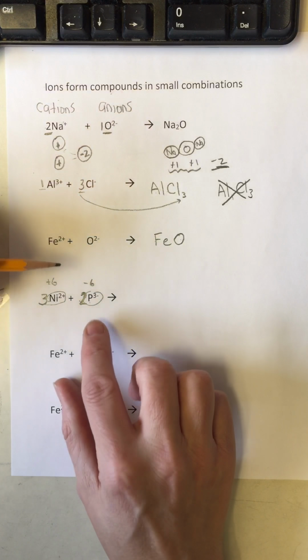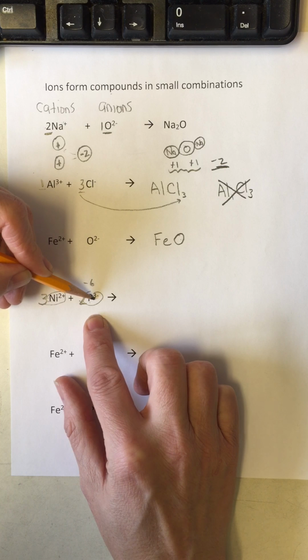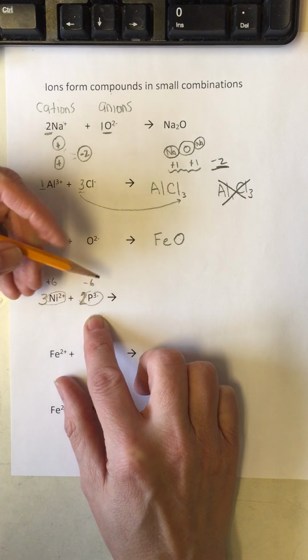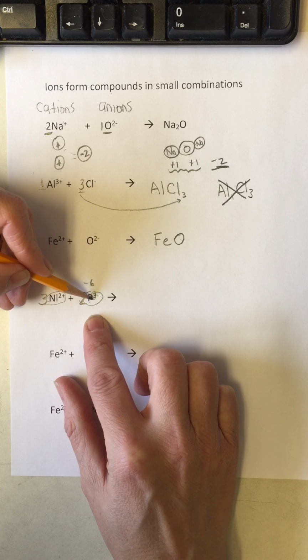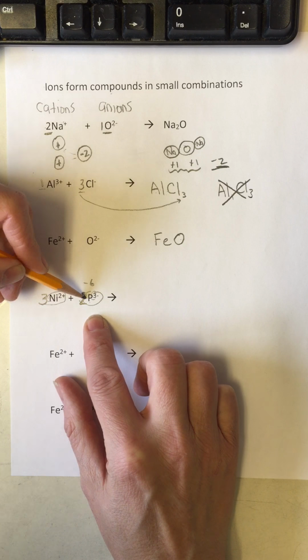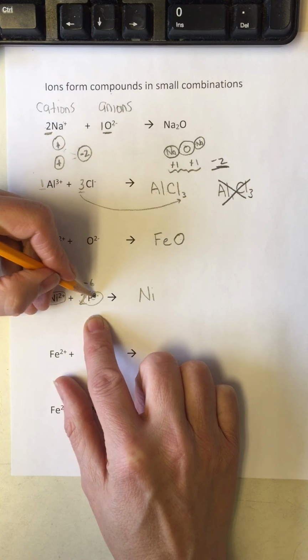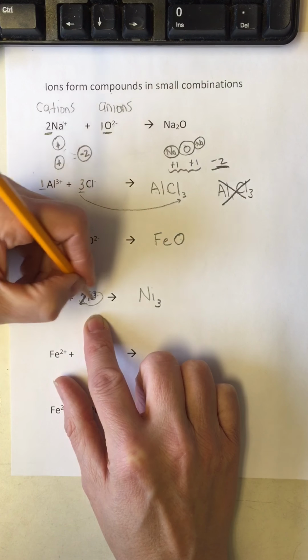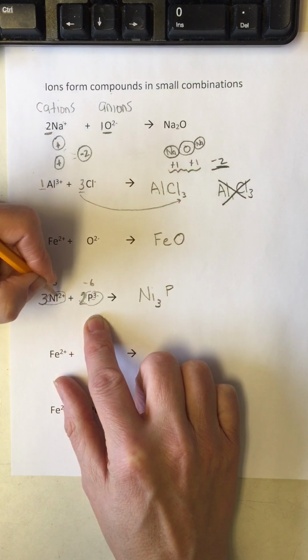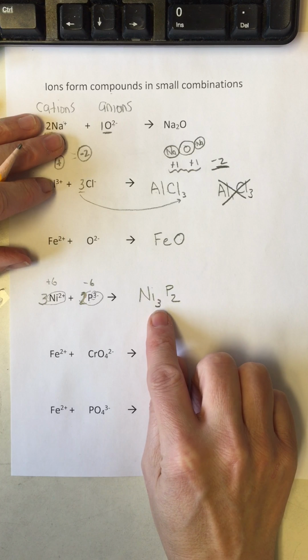So how do I figure that out? One way, a simple way, is to just go ahead and change the numbers, just to take whatever the number is here and write that over here, and whatever the number is here and write that number over there, and that will often work. So Ni3P2.